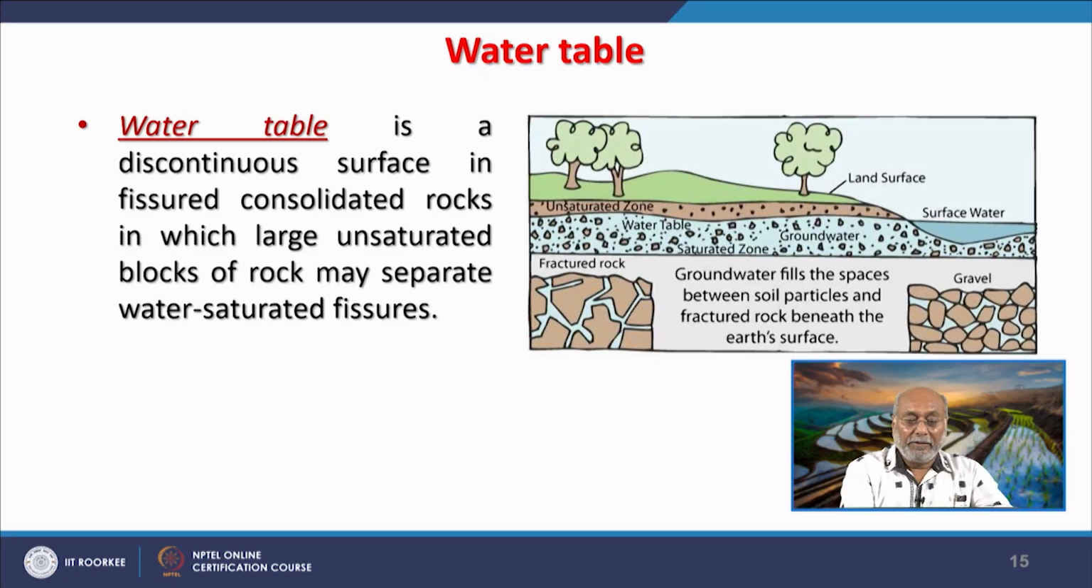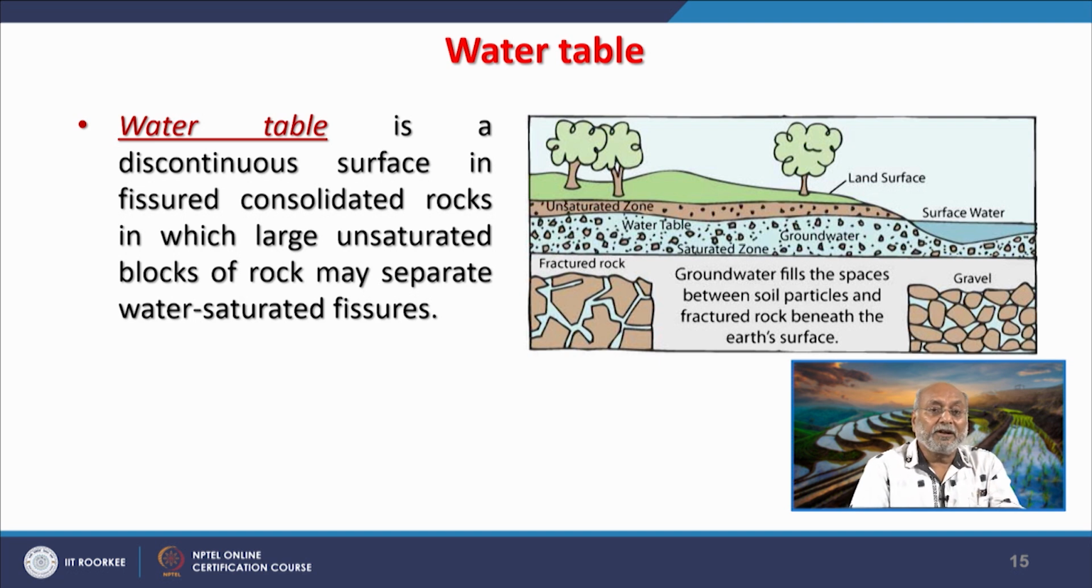This is basically an imaginary surface which is just above the saturated zone. Now, the rocks are not uniform, simply in the form of layers underneath the surface, not at all. There are a lot of variations in terms of thickness, types of rocks, fractures, joints, and weathering. So, the water table is a discontinuous surface, not continuous.